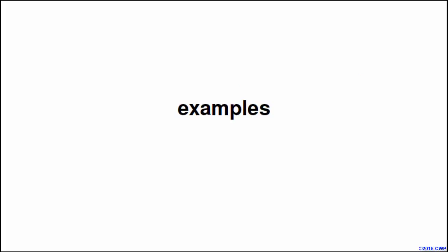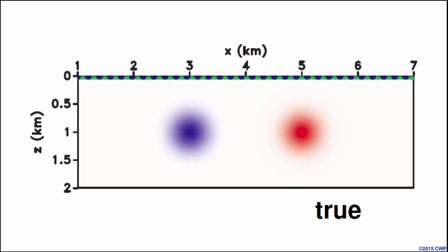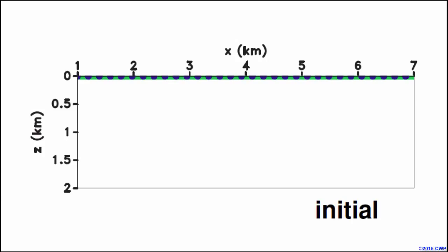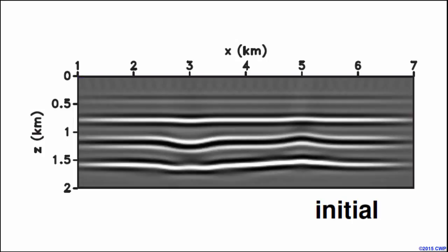So let's see some application of these methodologies for a couple of examples. So here is the true velocity model. As you can see, it has a constant background and two Gaussian anomalies, a positive and a negative anomaly. And we're going to start from the background. We want to recover the Gaussian anomalies. So the initial image, you can see, has some shifts at the reflector positions in different directions given by the absence of the Gaussian anomalies.